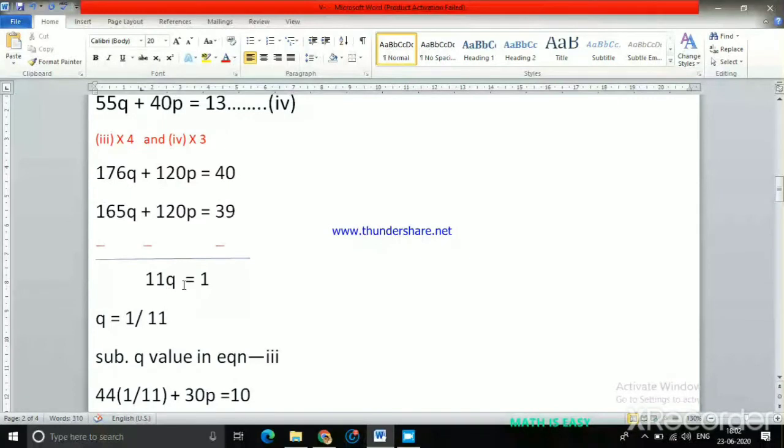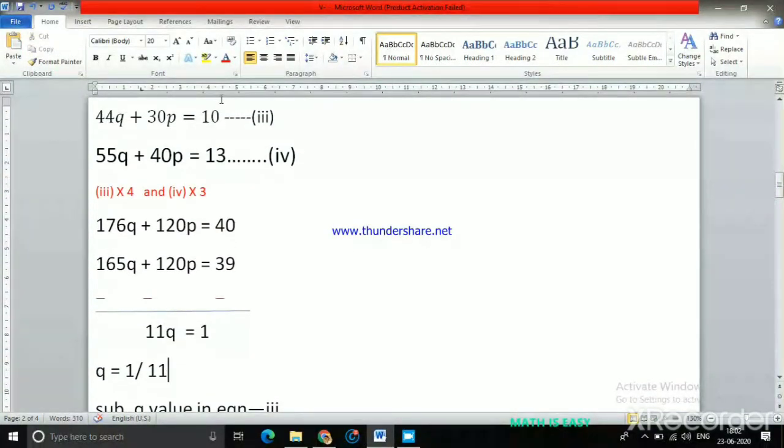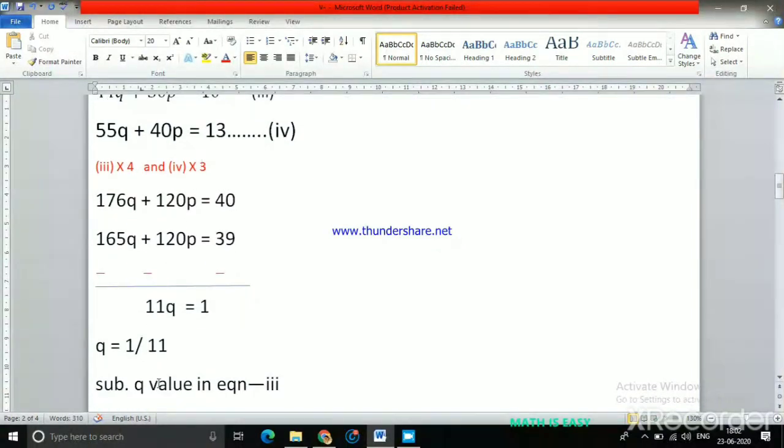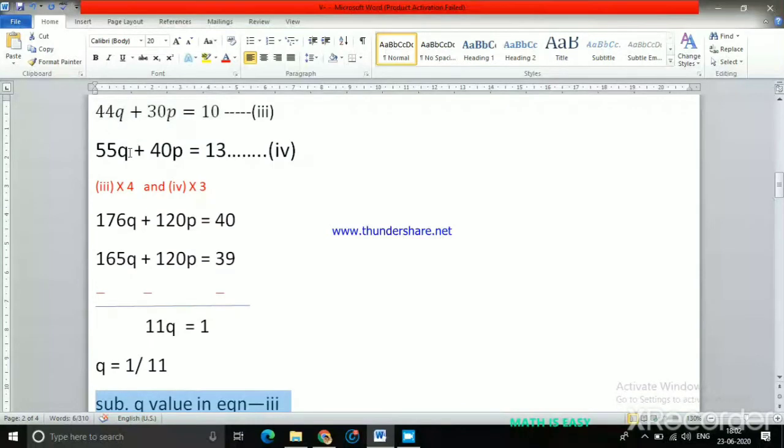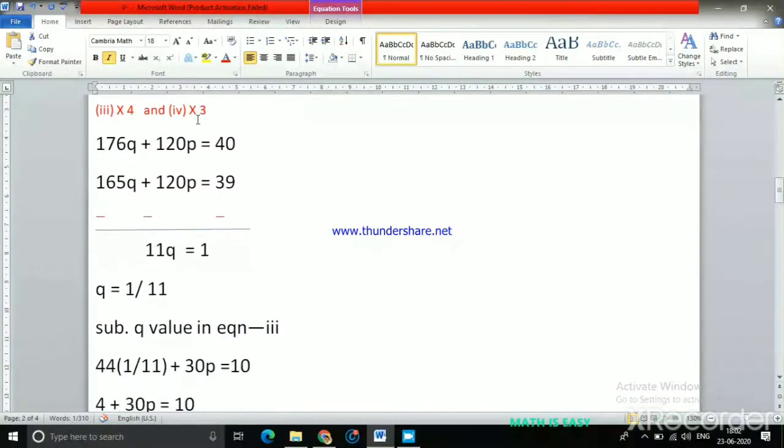So 11Q equals 1, then Q is going to be 1 upon 11. Now once you get the Q value, you substitute it in either equation number 3 or equation number 4. Here I am substituting the Q value in equation number 3. So Q value is 1 upon 11, and we will get 44 into 1 upon 11 plus 30p equals 10.